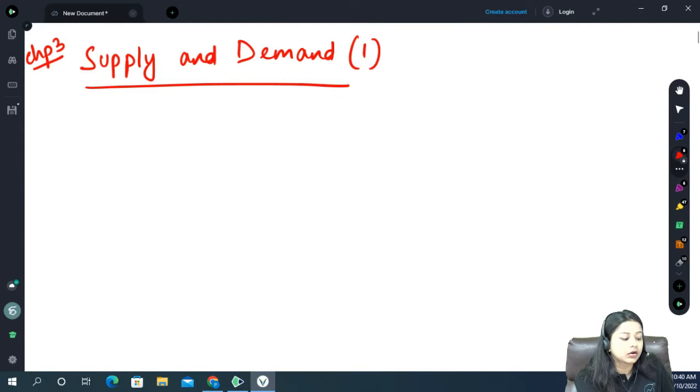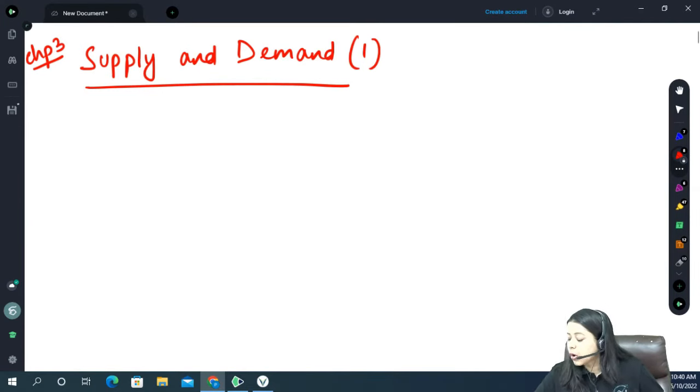So we'll be starting with chapter 3, supply and demand. It's a very basic, very simple chapter. For those who have already taken economics in college or in school, you might have studied supply and demand. Somewhat similar, only some of the things, definitions, or topics are a little different, but all in all, it's majorly similar to what you have done before, right?